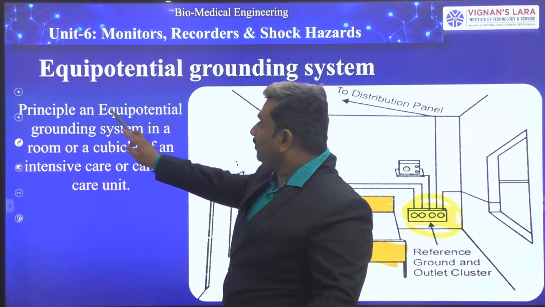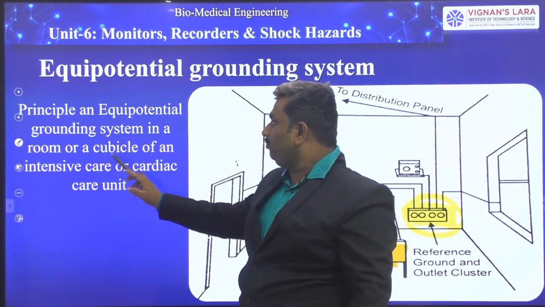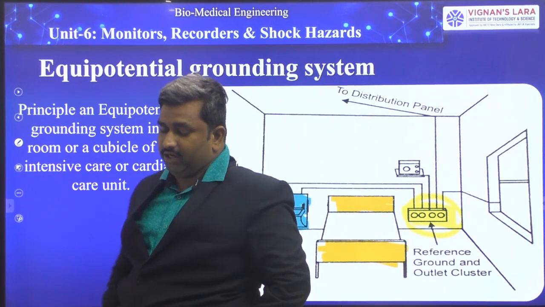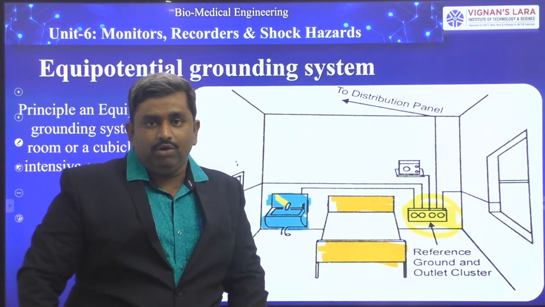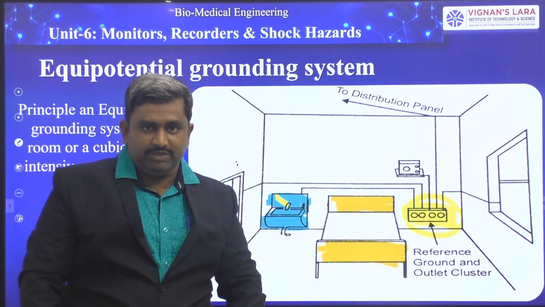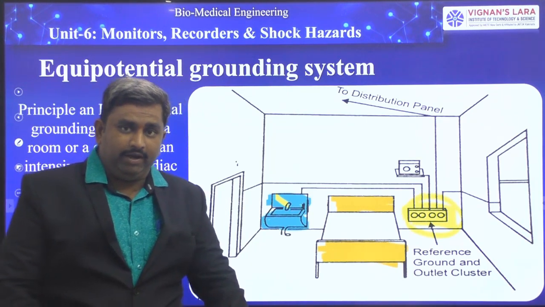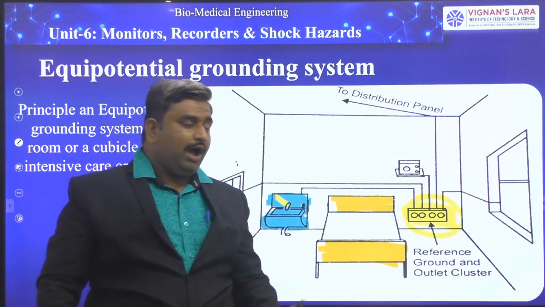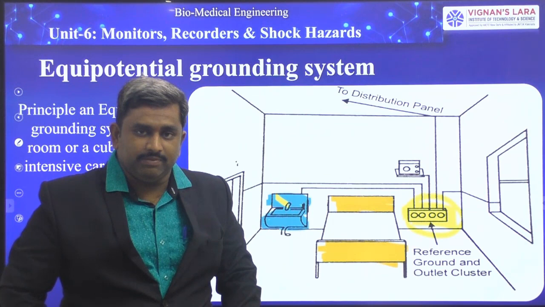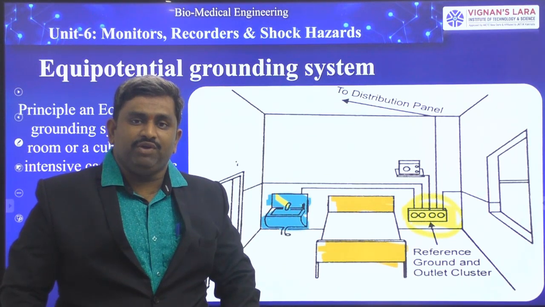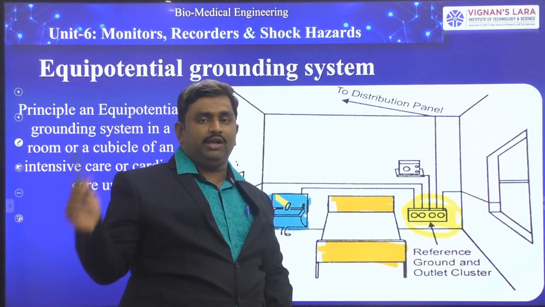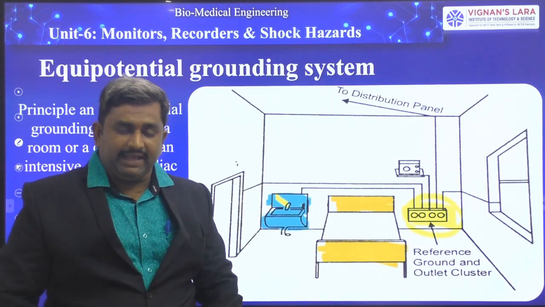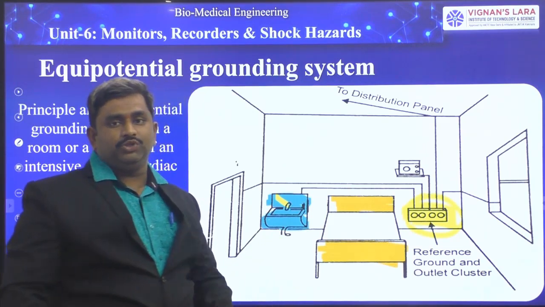See here, the principle of an equipotential grounding system in a room or a cubicle in an intensive care system of the cardiac care unit. In the ICU, some cardiology departments are available. In the cardiology department, we have a common grounding. If we have a common grounding system, then all the equipment is connected to the same grounding system. If the grounding system fails, there may be a chance of leakages from other electrical equipment causing an electrical accident to the patient. So this is one more problem we generally observe.